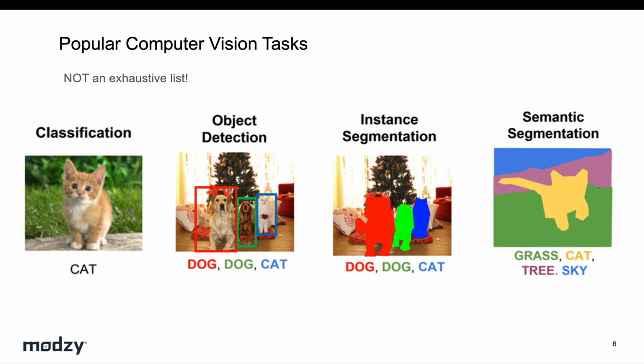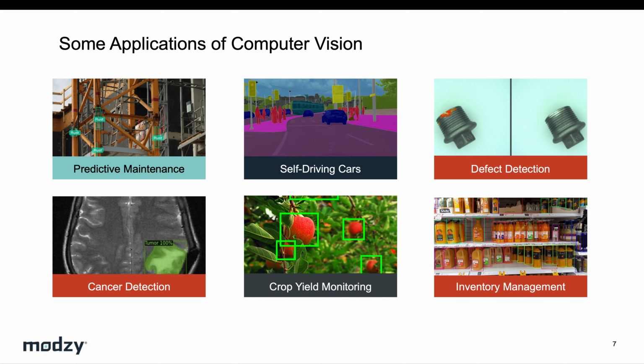And in semantic segmentation, we want to assign a class, meaning in this case grass, cat, tree, or sky, to every single pixel location within the image. So these are four of the most popular computer vision tasks, and we can see some of these examples on the next slide.